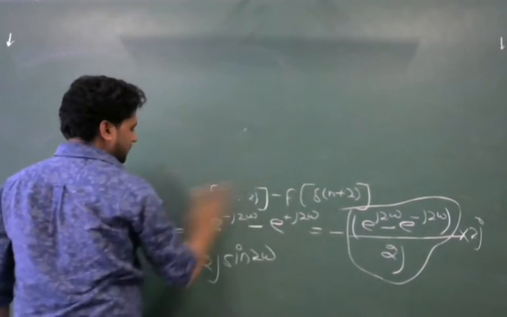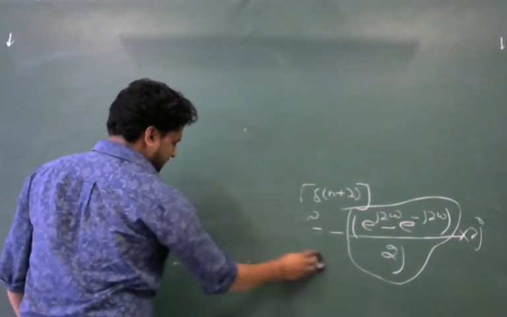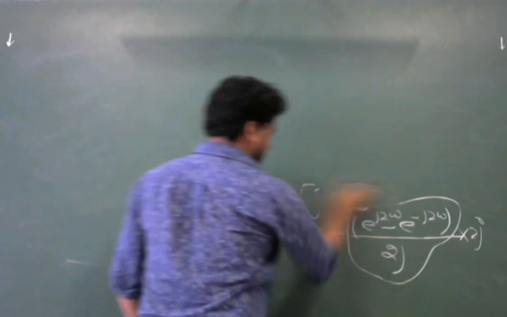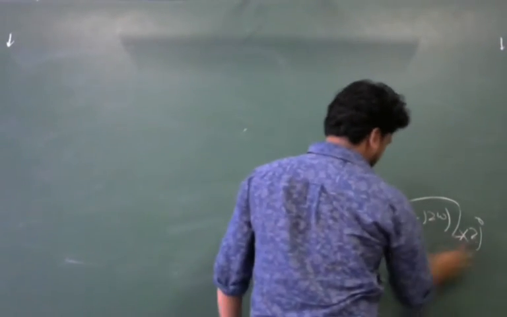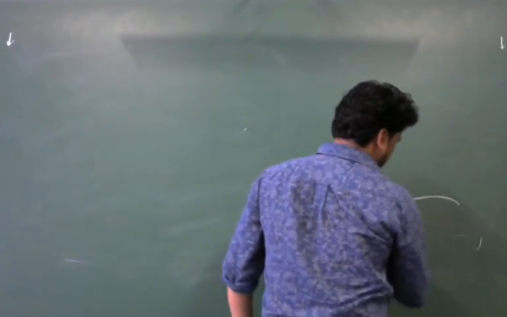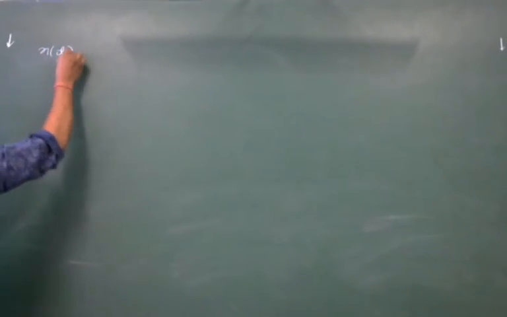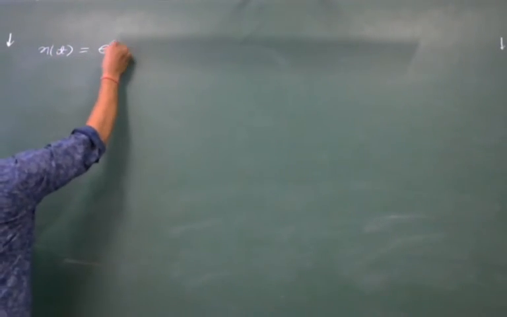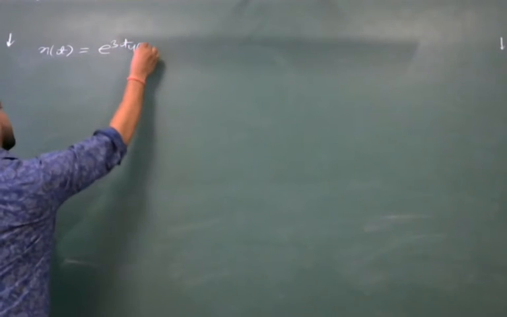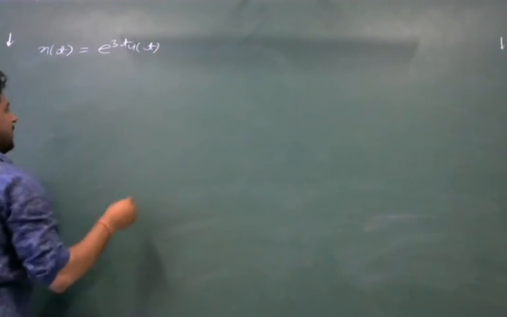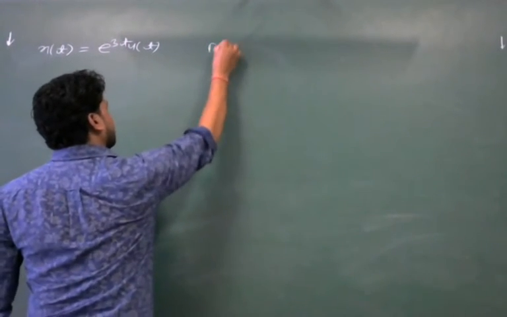Now consider a case. Suppose we have to get the Fourier transform of a signal. Suppose the given signal in the continuous time domain is e power 3t u of t, and we have to get the Fourier transform of this signal.